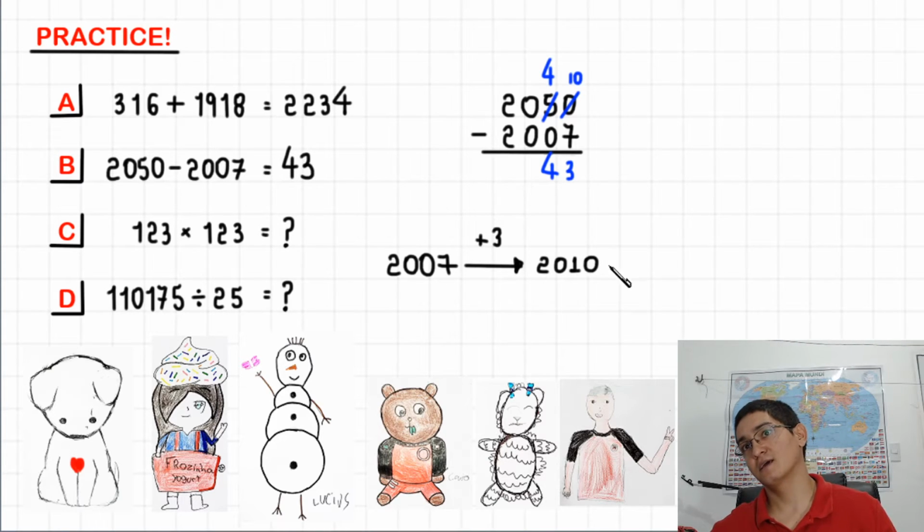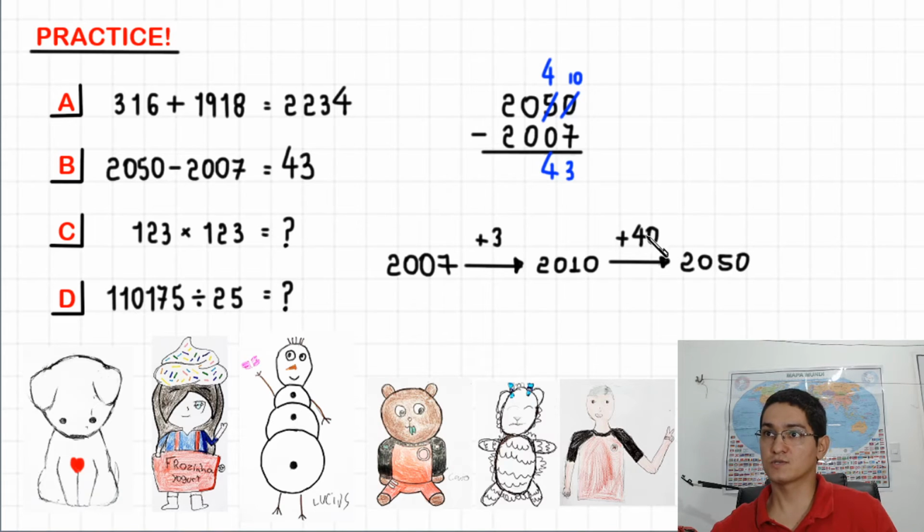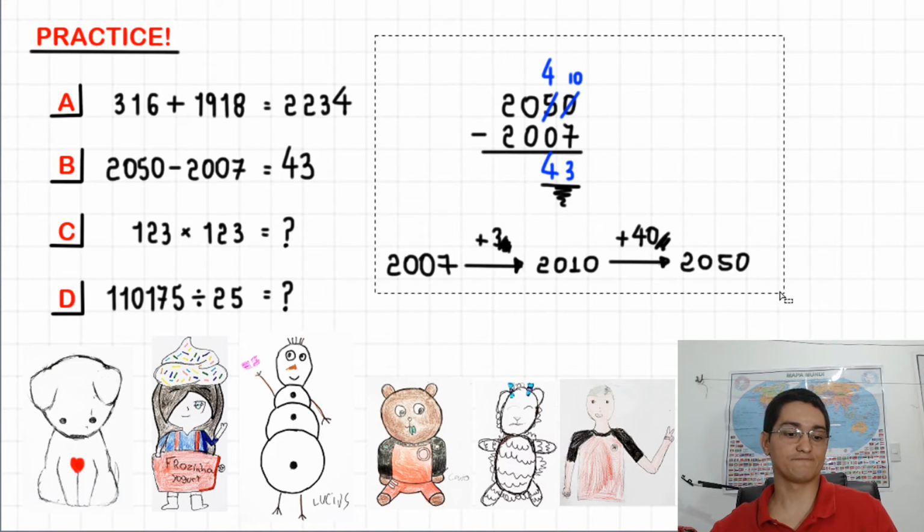Am I right? And from 2010 to get to 2050, all I need to do is just add 40 more. So we add 40 and we add 3. So we add 43. So that's the difference. I like to do it this way too. Let me erase this so we can move on.